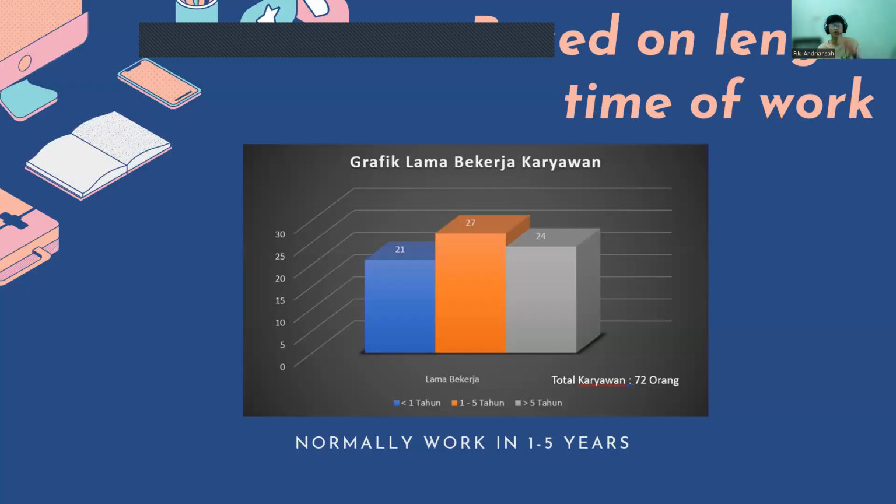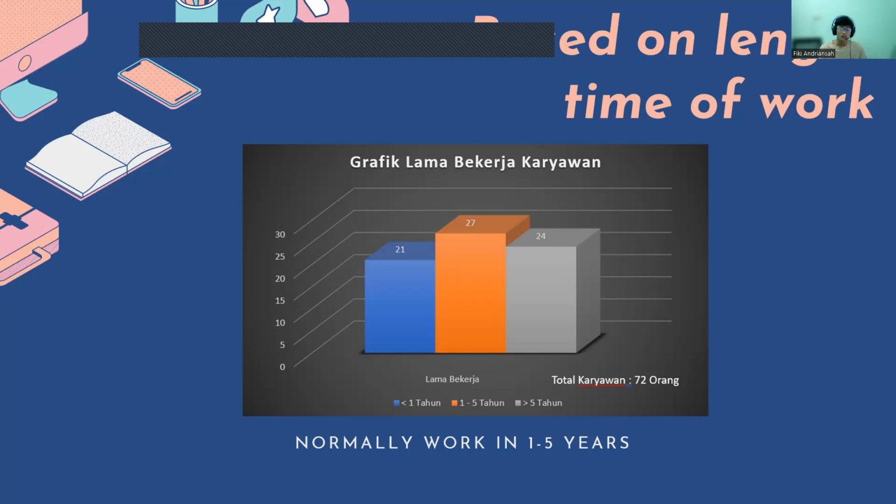And then the last one is based on length of time of work. Normally, employees work in Atria Hotel Malang for durations of 1 until 5 years, but it does not mean that there are no employees who work outside this range, guys. If we talk about casual work, we also have casual workers who only work for 3 months or something like that, and we also have employees who are loyal to the company for 6 years or something like that. So it's normal.